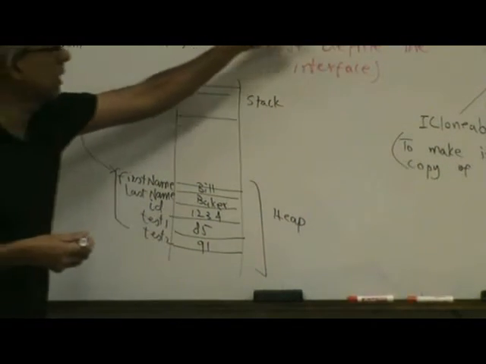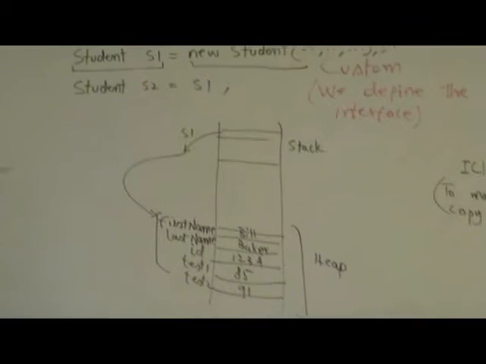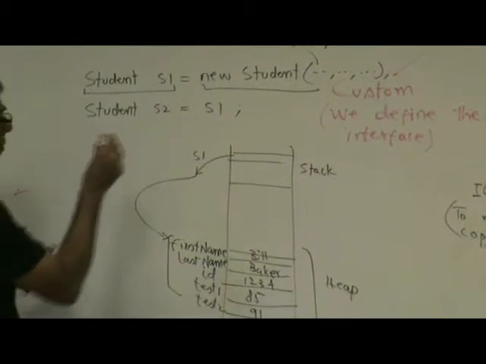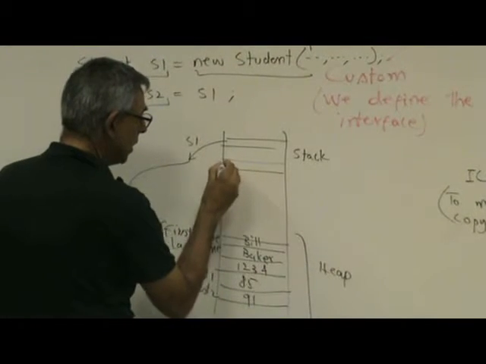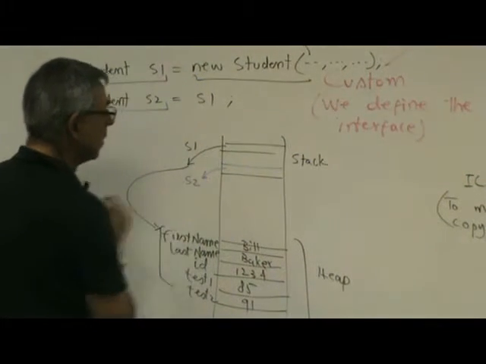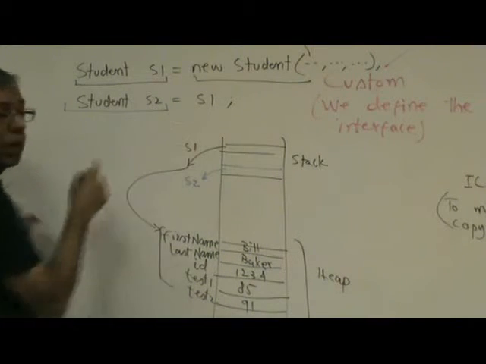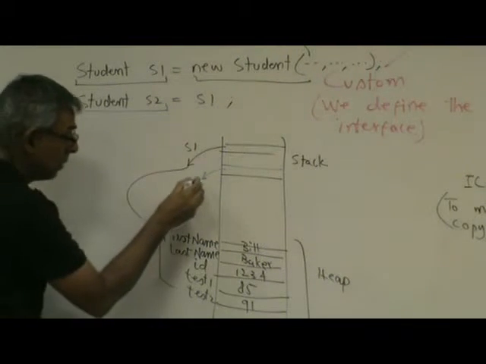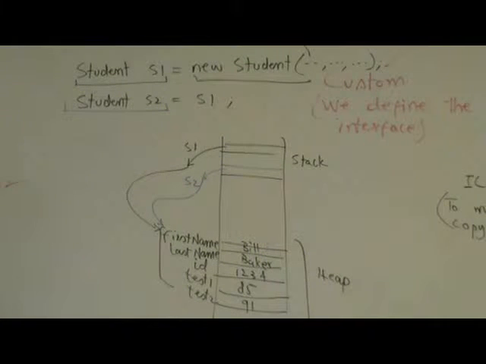Okay, so suppose those are the things we were passing in the constructor, right? Now focus on the second line. Student S2 equal to S1. So what will the left side do? It will create a reference called S2, right? And now we said S2 is pointing to the same place as S1 is pointing, so all it does is point to the same memory. So S2 and S1 are really the same object. They are not two different objects, right?